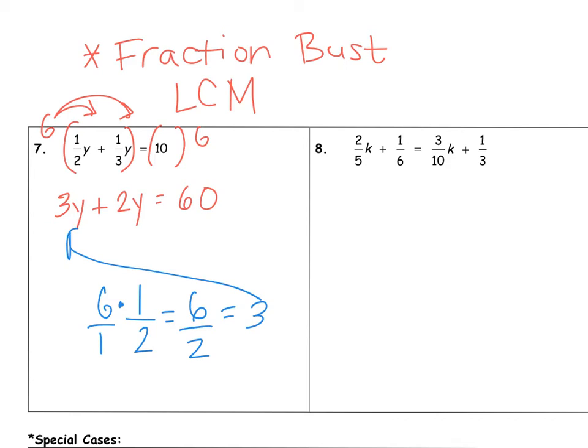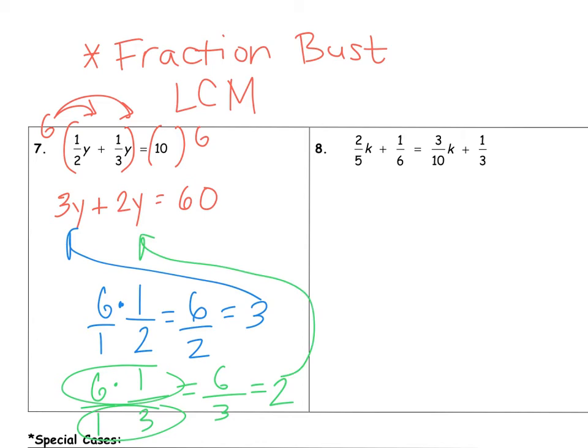If I had my 6 times my 1/3, again, when I'm multiplying with fractions, rewrite the 6 as over 1, and then we multiply straight across. So 6 times 1 is 6, 1 times 3 is 3, and 6 divided by 3 is 2. So that's where my 2y came from.